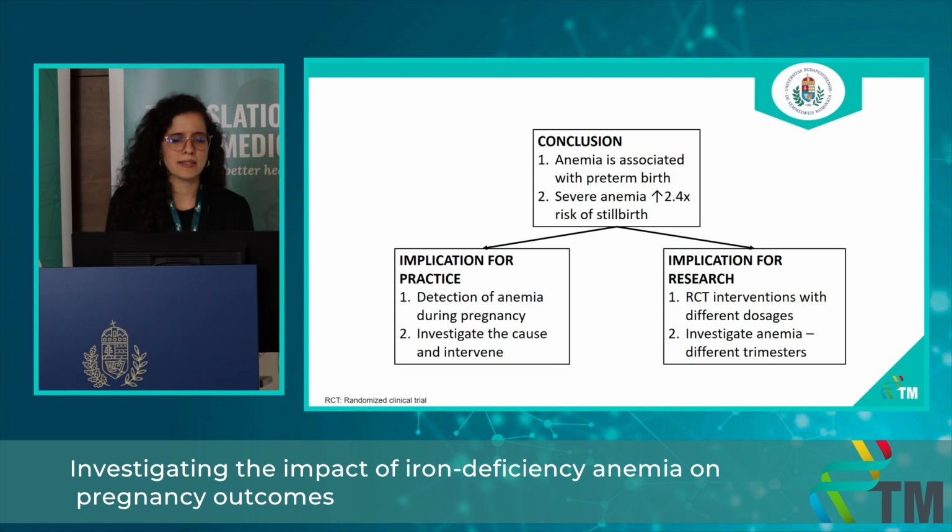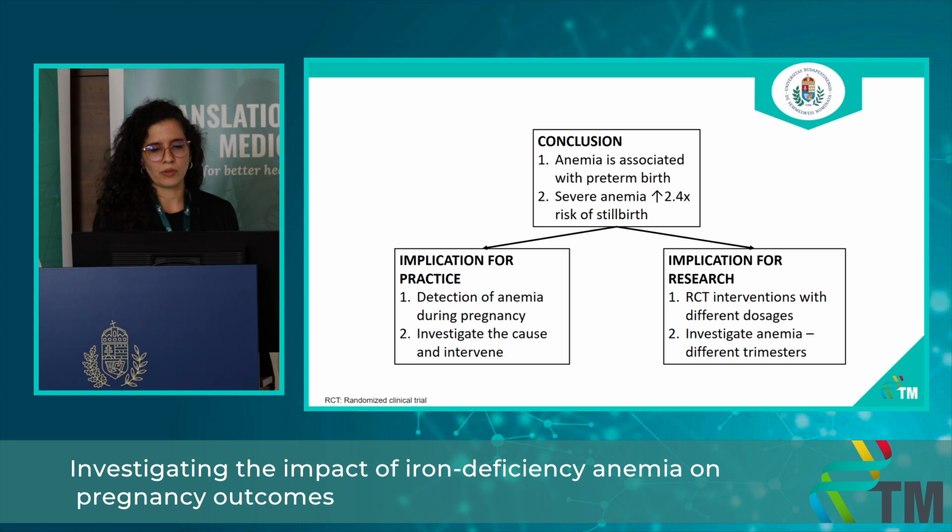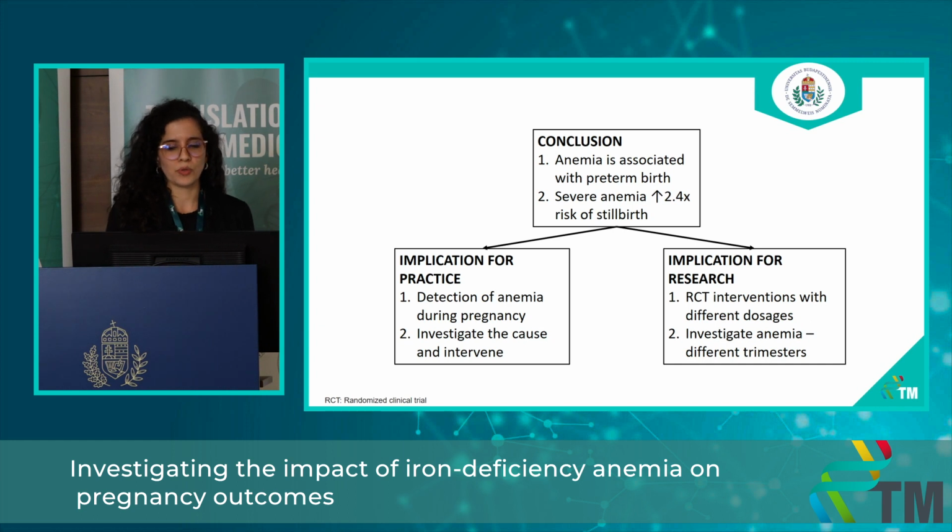We conclude that anemia is associated with preterm birth, as we could see in the results, and severe anemia accounted for 2.4 times higher risk of stillbirth. The implication for practice is that we have to detect anemia during pregnancy, investigate the cause, and intervene. Our implication for research is that randomized clinical trials are needed with different dosages of iron supplements, and we also have to investigate anemia during the different trimesters, because we have different results according to the trimesters, which we didn't include here.